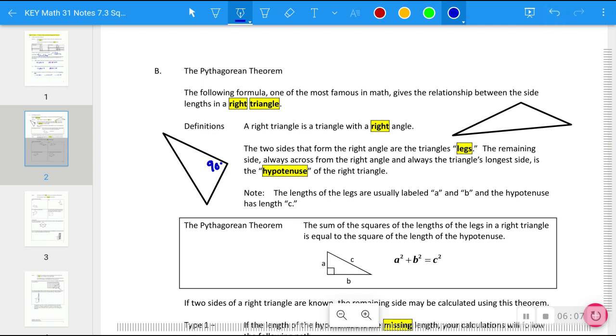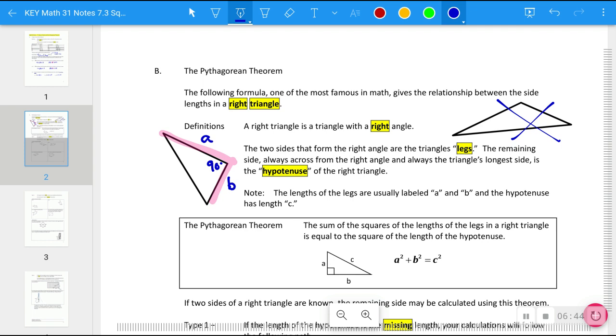But if it doesn't have a 90-degree corner, then you just simply can't use the Pythagorean theorem. The Pythagorean theorem talks about the side lengths of a right triangle. So the triangle on the right over here, this is not a 90 degree, this is not a 90 degree, and that's not a 90 degree. So Pythagorean theorem, you can't apply to that triangle. Okay, now the terminology is important. The two sides that make up the 90-degree corner, that side and this side, they're called the legs. And we always label them A and B.